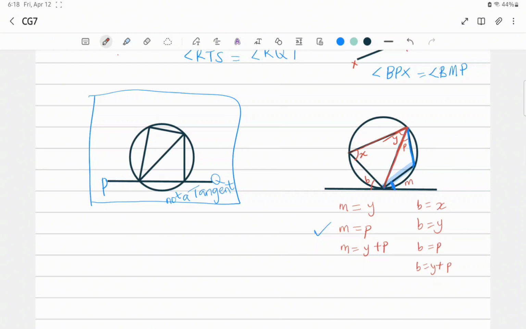So in the second part, is B equal to X, or Y, or P, or Y plus P? Let's find out. B is the angle formed with the tangent, right? Now, the chord that formed the angle with the tangent, take note of its two points. That same chord, which angle is it forming on the circumference? Of course, it is Y. So this end made a line to this point. This end of the chord made another line to this point, and it formed angle Y. So only this is correct.